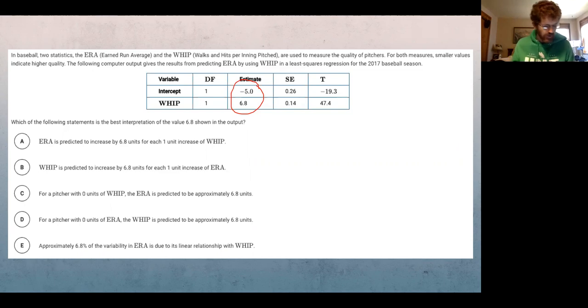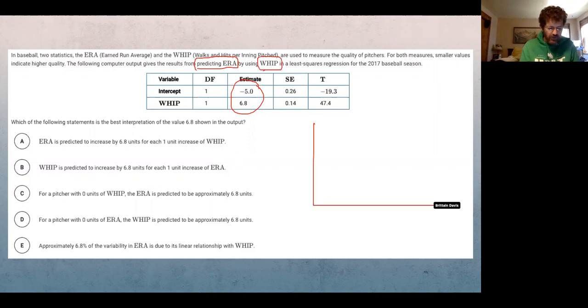Okay, so what we need to keep in mind, let's read the prompt, the stem here. In baseball, ERA and WHIP are two statistics to measure the quality of pitchers. For both measures, a smaller value indicates higher quality. The following output gives the results from predicting ERA by using WHIP in a least squares regression for the 2017 baseball season. So we are predicting ERA from WHIP. I always encourage you to draw a quick diagram here. The explanatory variable goes on the x-axis, and that is WHIP.